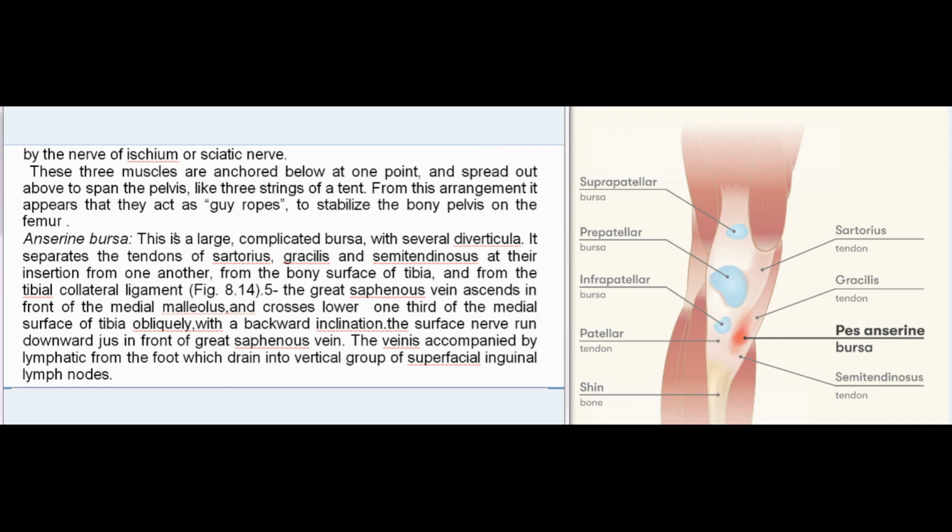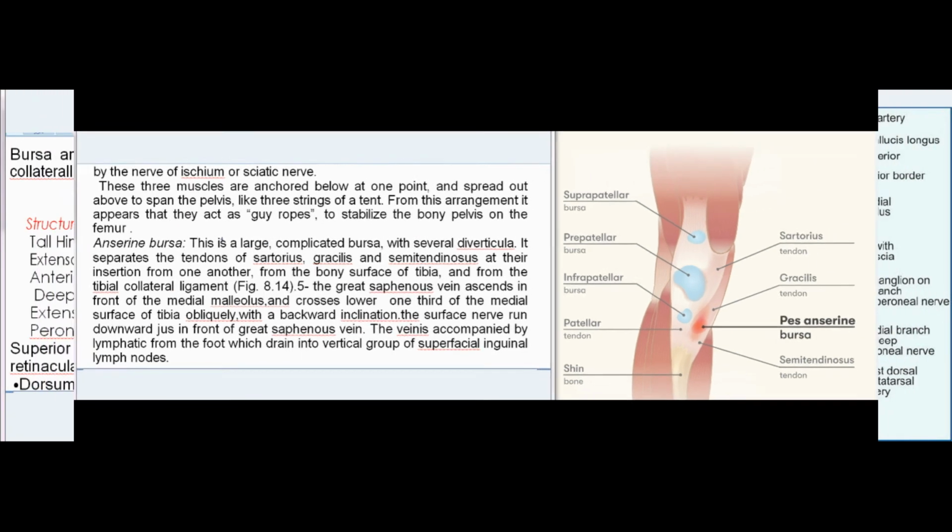The great saphenous vein ascends in front of the medial malleolus and crosses the lower 1/3 of the medial surface of the tibia obliquely with a backward inclination. The saphenous nerve runs downward in front of the great saphenous vein. The vein is accompanied by lymphatics from the foot which drain into the vertical group of superficial inguinal lymph nodes.